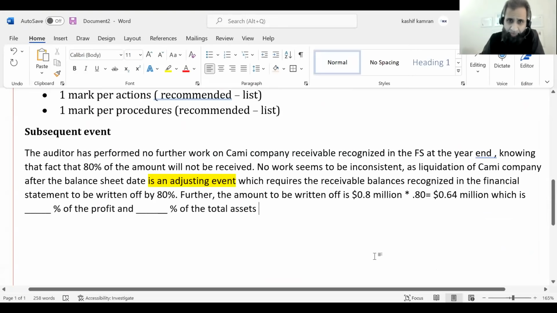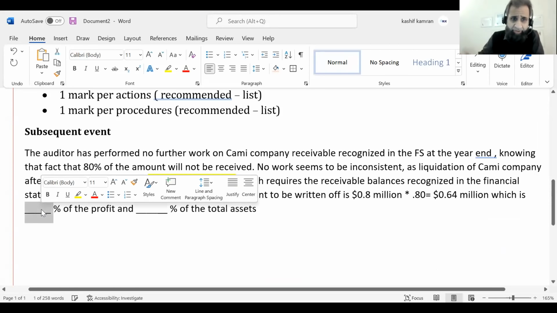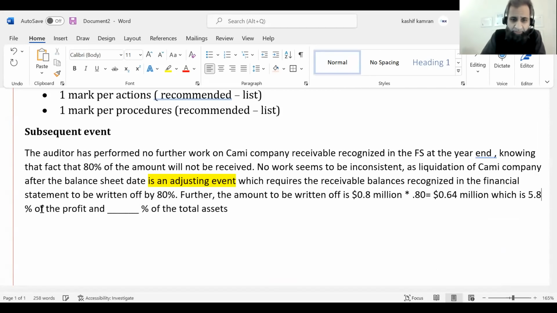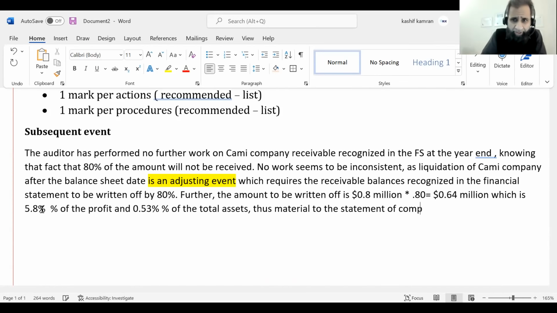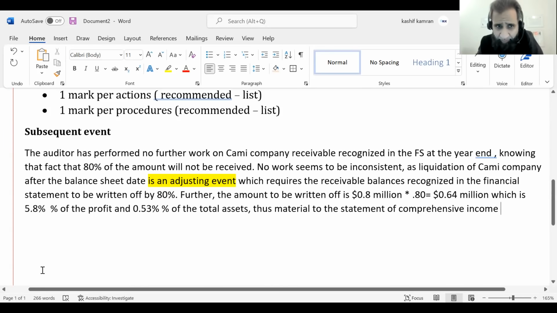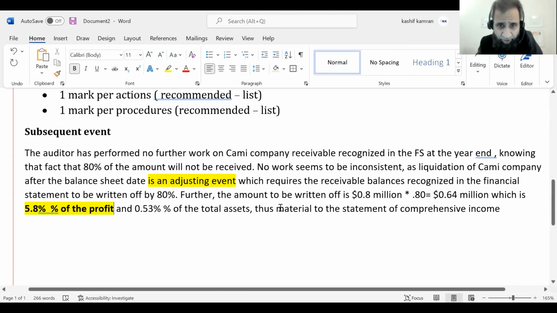We go back, which is 5.8% of the profit and 0.53% of the total assets. Thus, material to the statement of comprehensive income. Is it material to the P&L? Because it's 5.8% of the profit. So is it material to the profit? Is it material to the statement of comprehensive income? Everyone? So will I get any marks for this?